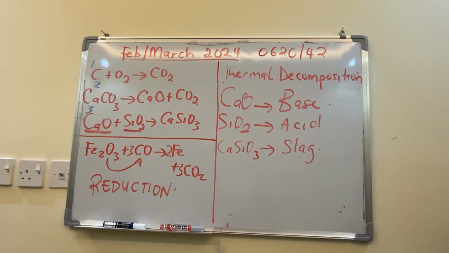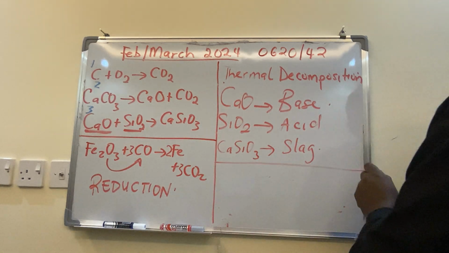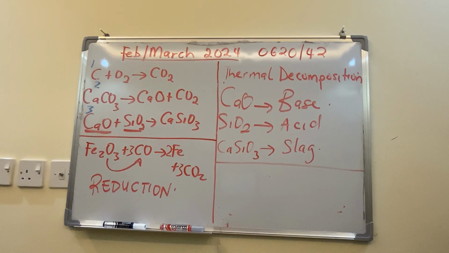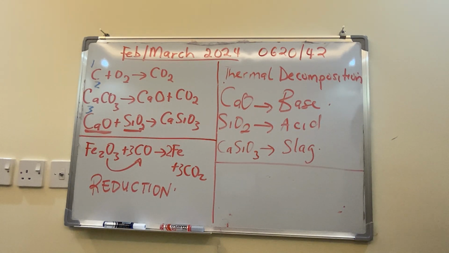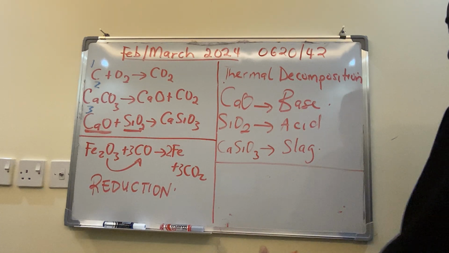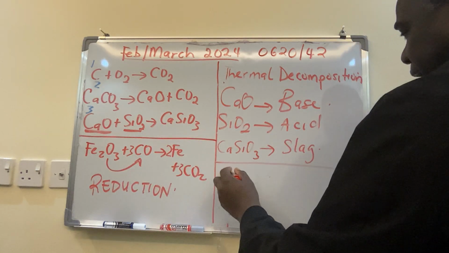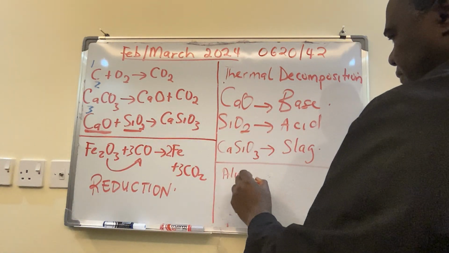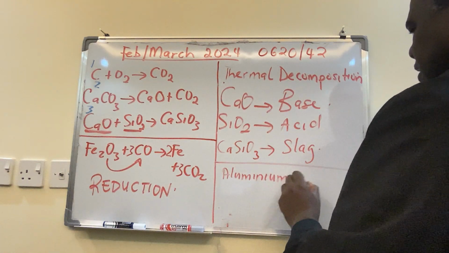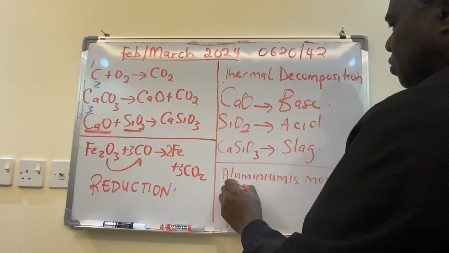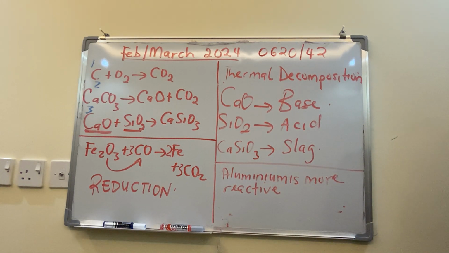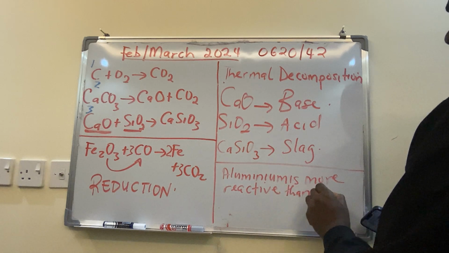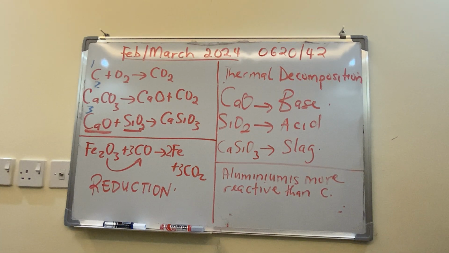Right. So if you look at this process now, which is happening here, it's a reduction process, and we are actually using carbon to extract iron from iron oxide. And the next question was asking us, why is it not possible for us to use aluminium? Okay, we can't use aluminium for this process. Why? Because in the reactivity series, aluminium is more reactive. Okay, so we cannot use aluminium for this process. Aluminium is actually more reactive than carbon, so we can't use carbon to extract aluminium from aluminium oxide.